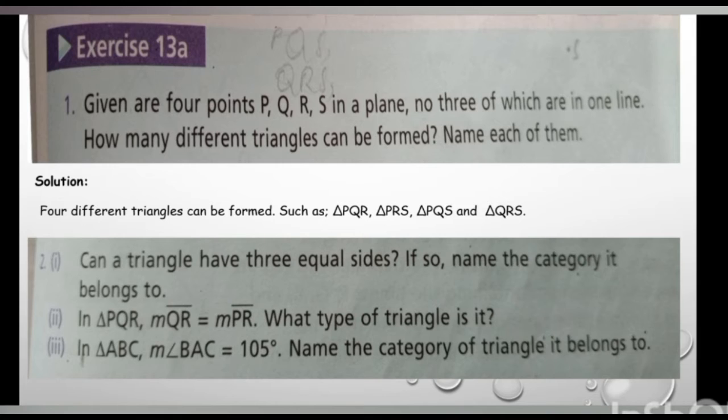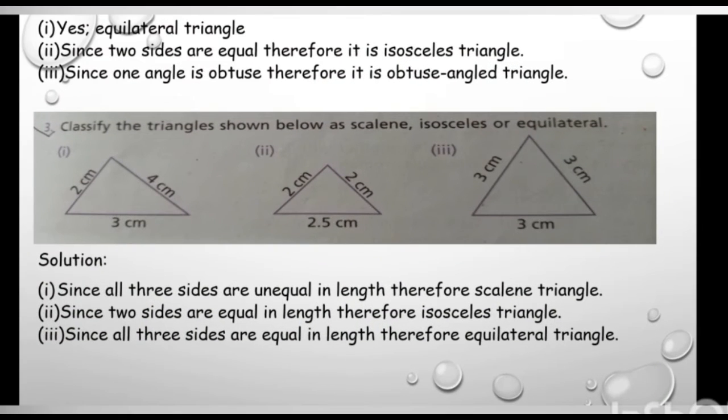In this triangle, one angle is greater than 90 degree and we have just studied that if one angle is greater than 90 degree, then that triangle is called an obtuse angled triangle. So the answer of part third is, see the third line, since one angle is obtuse, therefore it is an obtuse angled triangle. Okay, now see question number 3. Classify the triangles shown below as scalene, isosceles or equilateral.